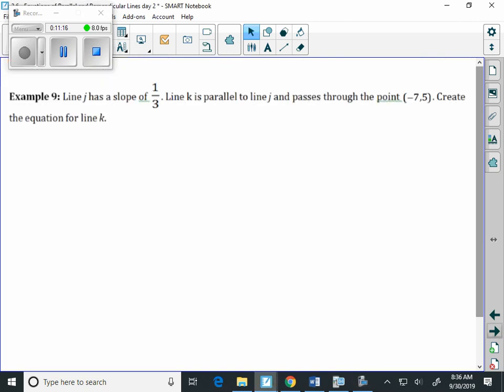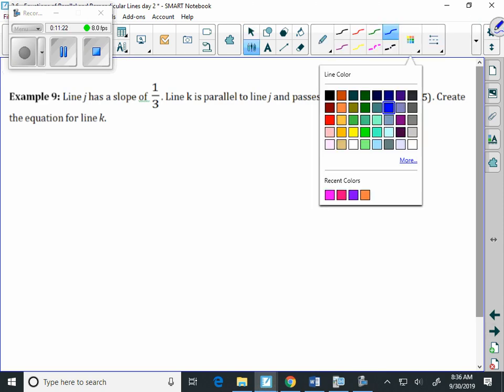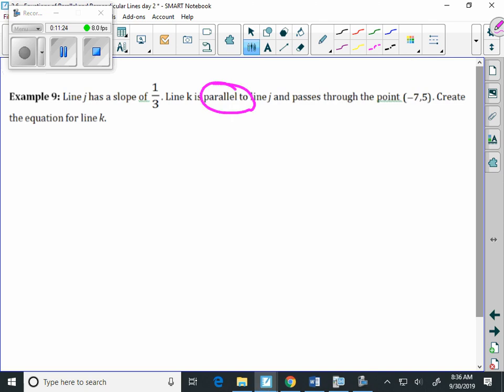Line J has a slope of 1/3. Line K is parallel to that. It passes through the point negative 7, 5. So here's x1, here's y1, and create the equation for line K. Well, once again, slope is 1/3. But what we know about parallel lines is that parallel lines have the same slope.